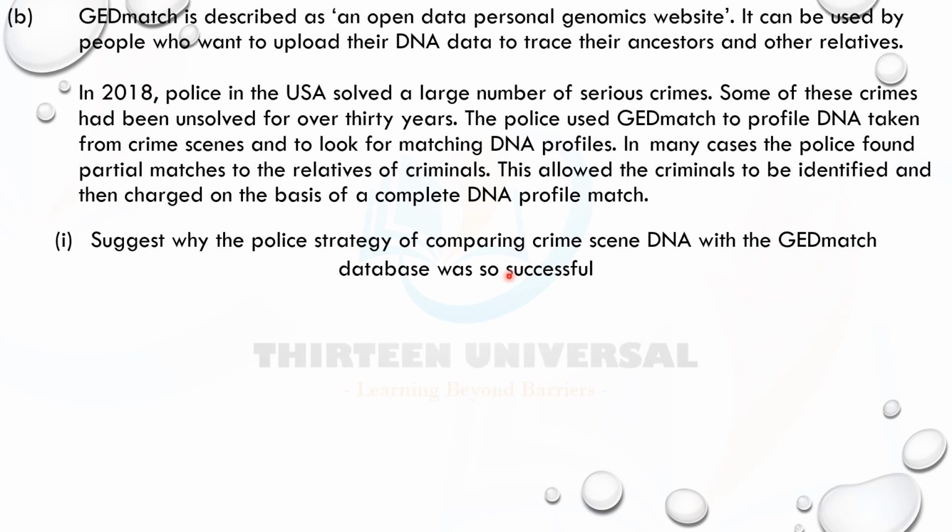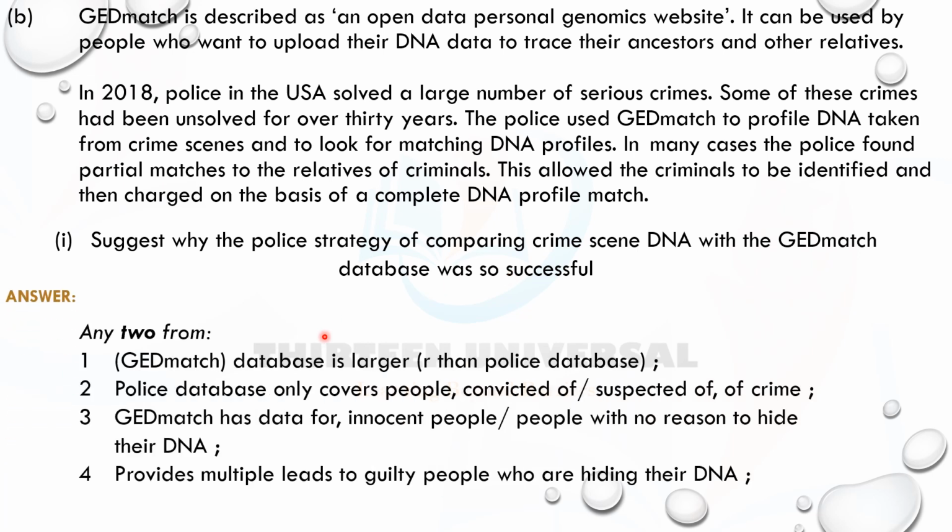Okay, and then the police database has people who are suspected or convicted of crime. So the GEDmatch database is larger than that of the police, and of course, it could be used as a lead. People who are suspected can be matched with people whose DNA is in GEDmatch. DNA can match them, right? So they could lead us. Those suspected of crime who have a partial match can be used to trace those who are criminals. So the GEDmatch database is larger than the police one.